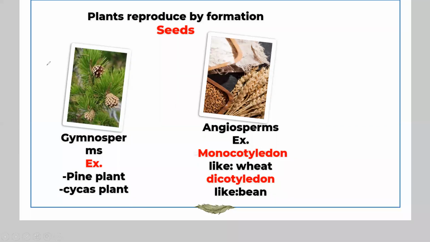Plants that reproduce by forming seeds. We have talked about the plants that reproduce by forming spores. Now let's talk about the plants that reproduce by forming seeds. We have two types: gymnosperm and angiosperm. All of them are plants that reproduce by forming seeds. What is the difference between both?